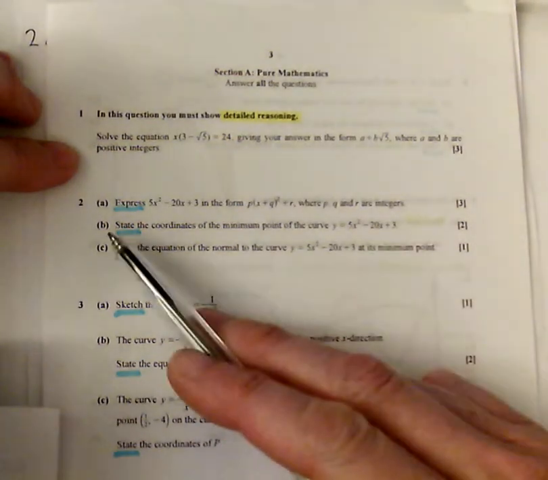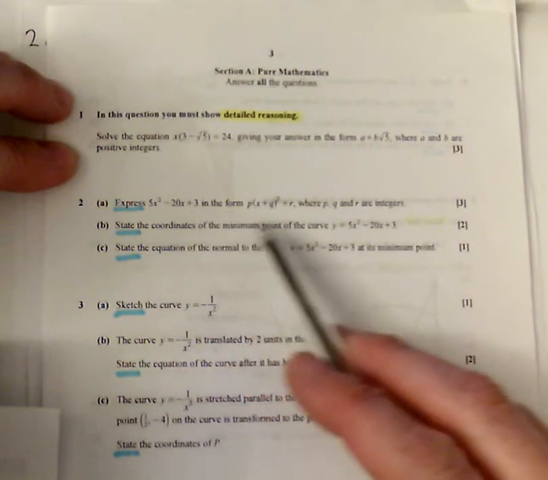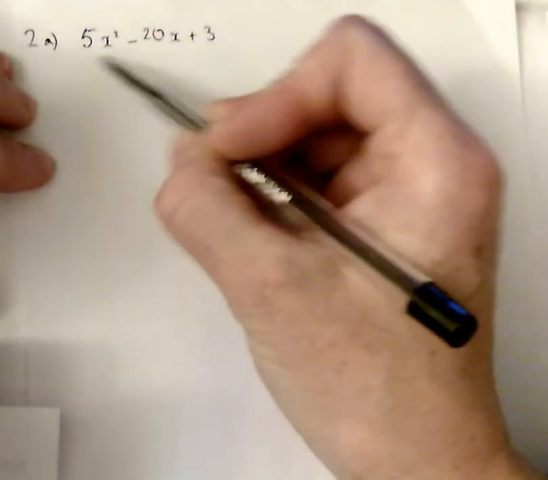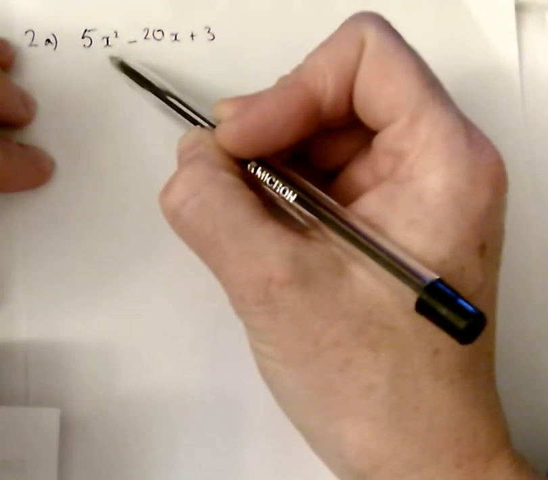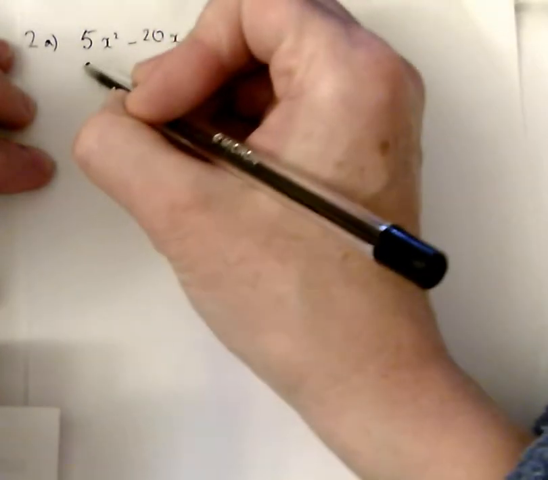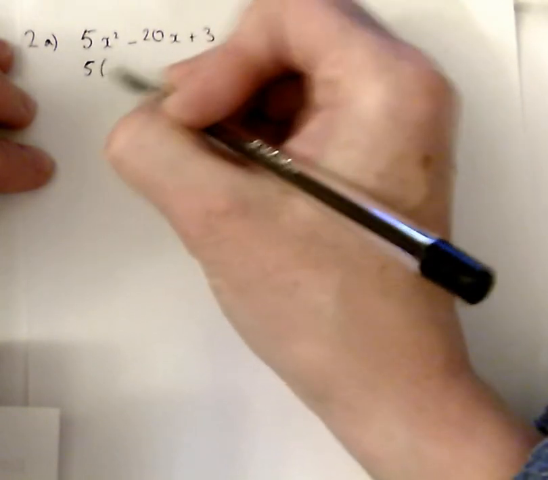Here's question 2 from the June paper you just did. So we start with a quadratic and we have to complete the square with just integers. Because we haven't got x squared on its own, we've got a coefficient of 5, we're going to start by just taking that coefficient 5 outside the brackets and see what we've got left.